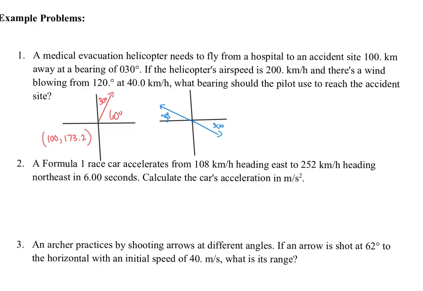And so when I put these into my calculator, I'm still going to use the 30, but we have to use our 40 kilometers per hour: 40 kilometers per hour times the cosine of 30, and 40 kilometers per hour times the sine of 30. So it is pushing me west and north. Everybody see that? Pushing me west and north.